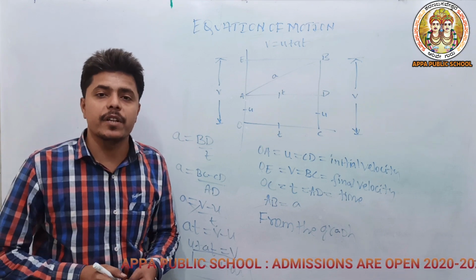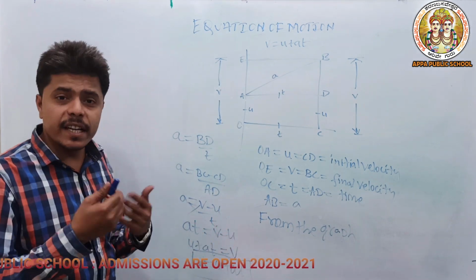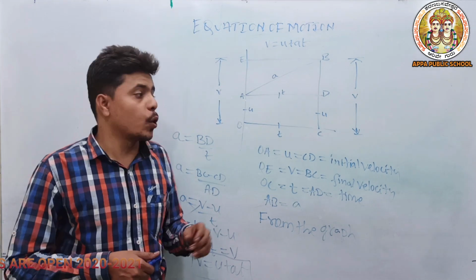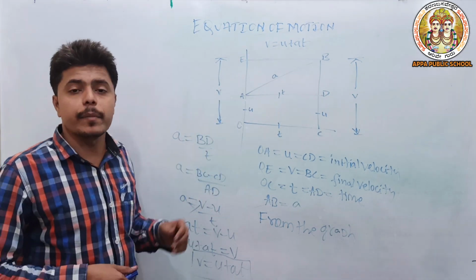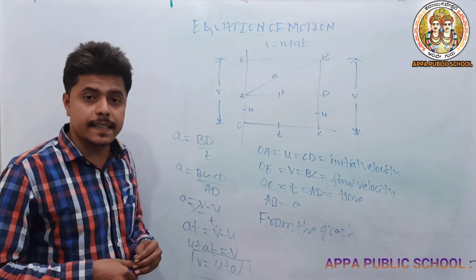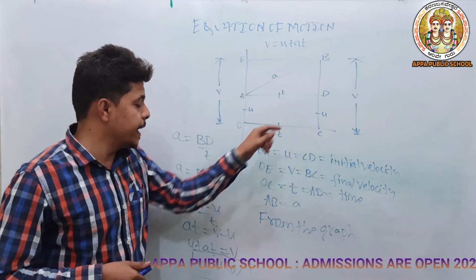So this is the first derivation of equation. For velocity time graph we had derived. Very simple things, the given things you have to write, and then from the graph what we came to know, A is equals to BD by T. BD is nothing but the height, T is nothing but the time taken, and instead of writing BD I am going to write BC minus CD, and AT is nothing but AD.